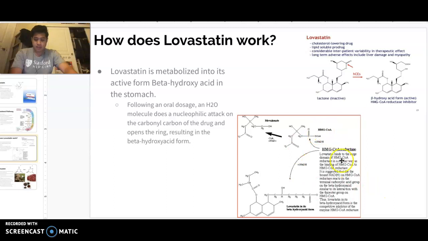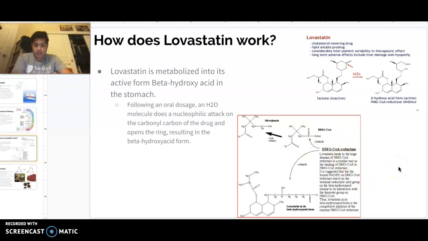You can see in this image down here that the lovastatin binds to the large domain of the HMG-CoA reductase in a similar way as the binding of HMG-CoA to HMG-CoA reductase. It is suggested that the bound NADH on HMG-CoA reductase reacts on the terminal carboxylic acid group on the beta-hydroxy acid, similar to its interaction with the thioester group on HMG-CoA. Thus, lovastatin in its beta-hydroxy acid form is the competitive inhibitor of the enzyme HMG-CoA reductase.